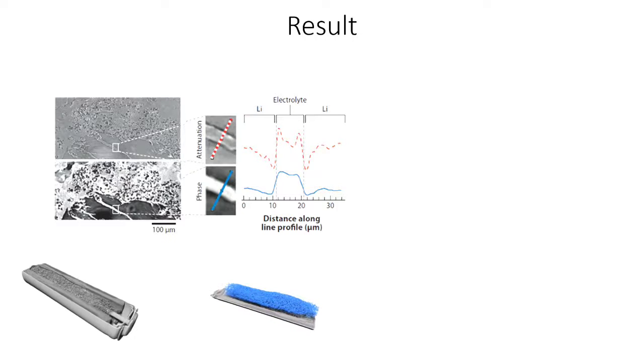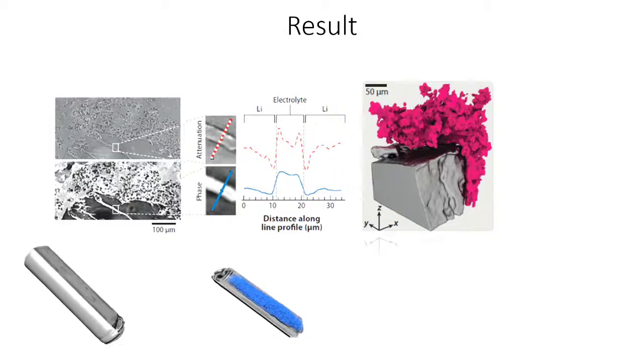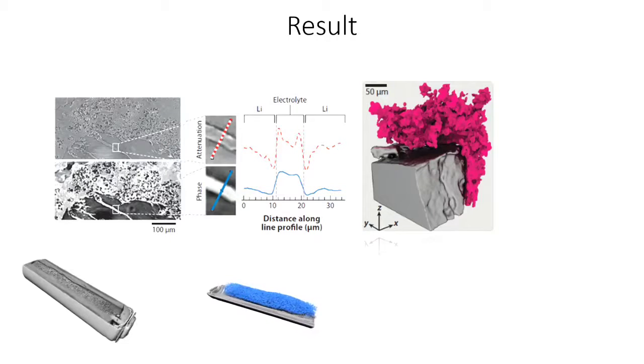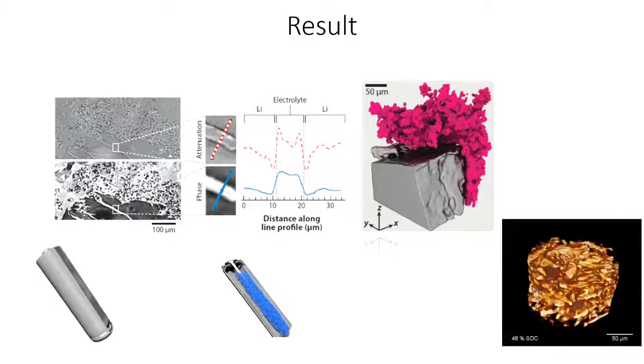Then the final image is obtained, and here we can see the lithium electrodeposited structure in 3 dimensions. Also, X-ray tomography can be used to look at the expansion volume of lithium upon lithiation.